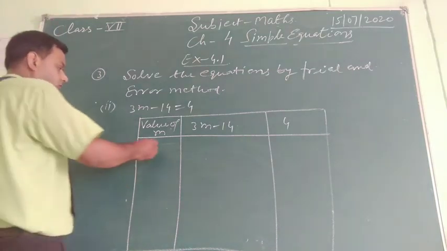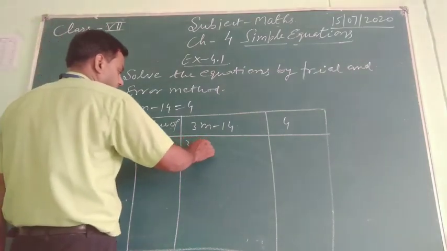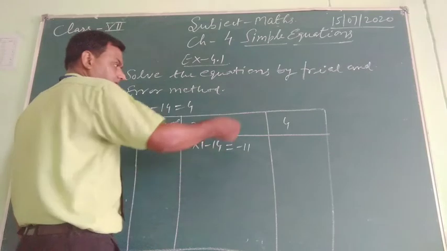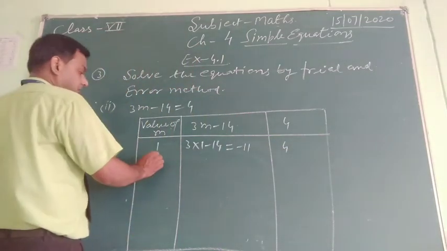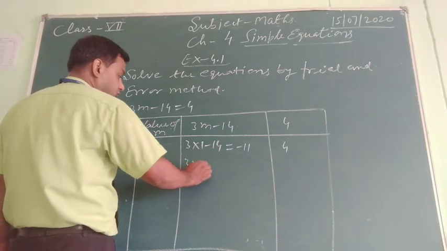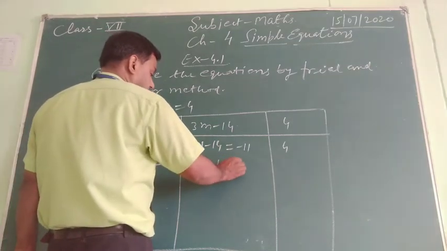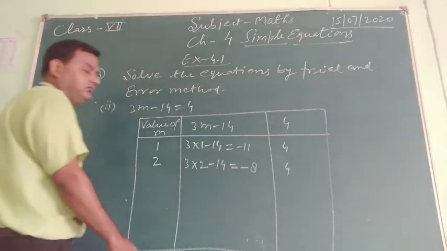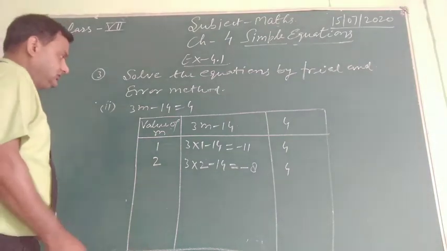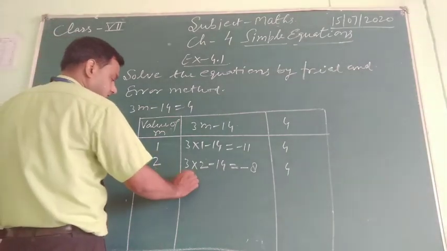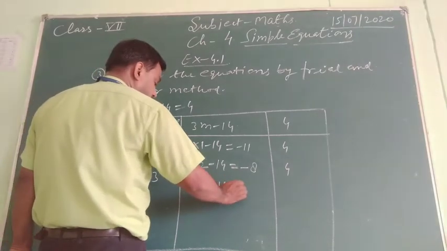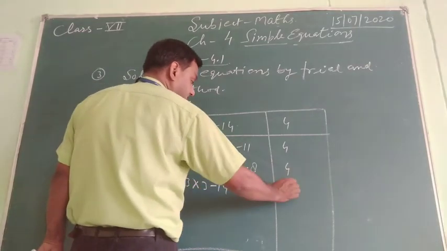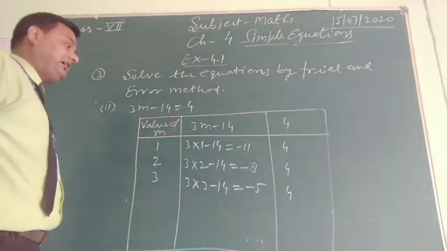So now put the value 1. 3 multiply 1 minus 14. 3 minus 14 is minus 11. But RHS is 4. Now put the value of 2. 3 multiply 2 minus 14. 6 minus 14 is minus 8. But RHS is 4. Now put the value of 3. 3 multiply 3 minus 14. 9 minus 14 is minus 5. But RHS is 4. So they are not verified.